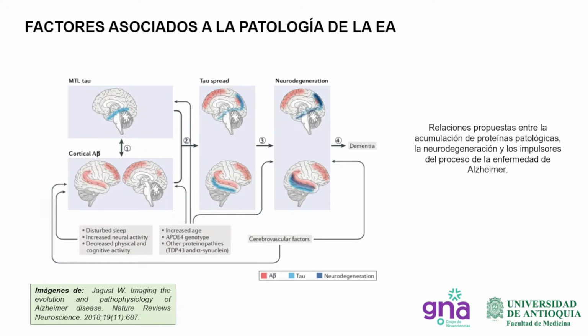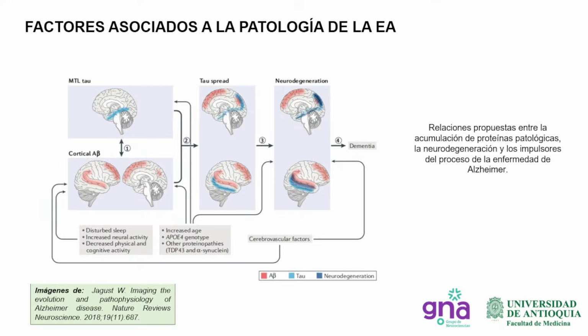¿Pero qué me lleva a esta acumulación de amiloidosis? Obviamente variantes genéticas de causalidad, pero también variantes genéticas de riesgo, y otras condiciones como trastornos del sueño, actividad neural incrementada, que es lo que hablamos de esa hiperreactividad en esas redes neurales, disminución de actividad física o actividad cognitiva, que vamos a ver un poquito más de esos factores de riesgo modificables al final, la edad como factor de riesgo, el genotipo APOE4 y otras proteinopatías como TDP-43 o alfa-sinucleína que pueden llevar a la acumulación de amiloide o tau. Y finalmente la neurodegeneración como un fenómeno muy posterior y la demencia como un fenómeno también muy tardío dentro de este proceso de enfermedad.